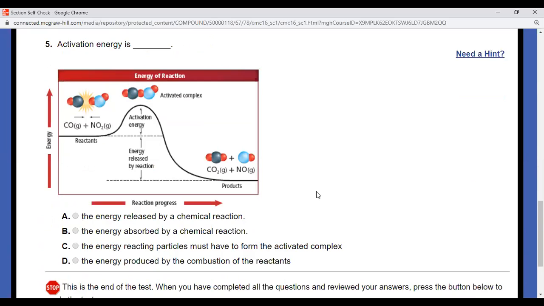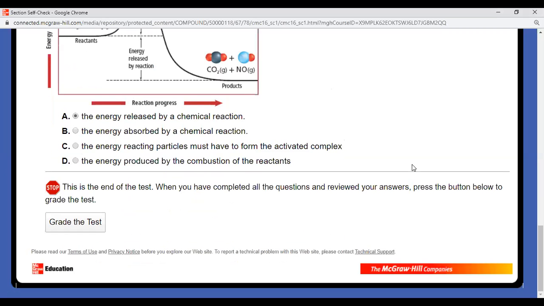Okay, Walid, activation energy is what? Walid, please don't mute yourself. Sorry, I clicked it by accident. Okay. Activation energy is energy released by chemical reaction. Yes, A. Okay, it's number A. Now we are going to know the best answer.